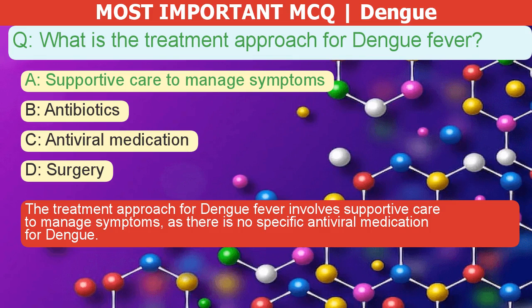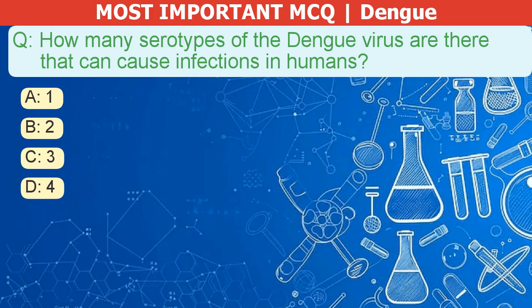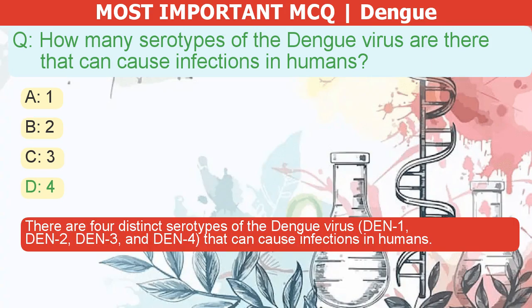How many serotypes of the dengue virus are there that can cause infections in humans? A. 1. B. 2. C. 3. D. 4. The correct answer is D. There are 4 distinct serotypes of the dengue virus, DEN-1, DEN-2, DEN-3, and DEN-4, that can cause infections in humans.